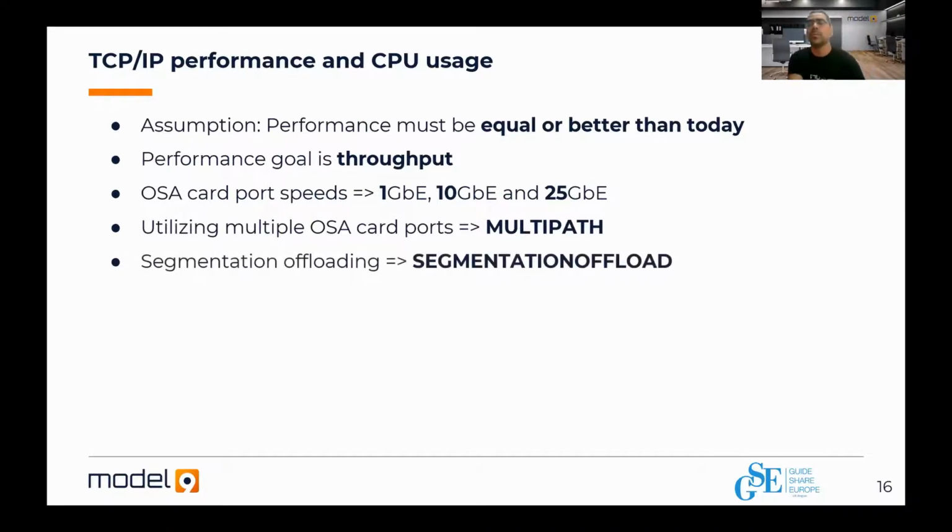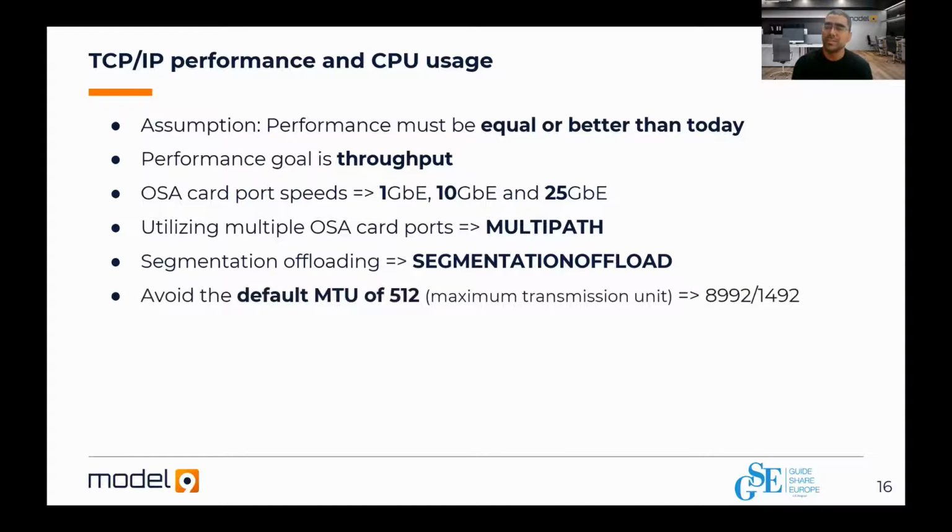Another interesting parameter that is available for TCP/IP is segmentation offloading. Some of the work TCP/IP is doing by default is splitting up the data that you're trying to send over the network into smaller chunks. The segmentation offload parameter really tells TCP/IP to offload that work to the OSA card CPU instead of the mainframe general processors.